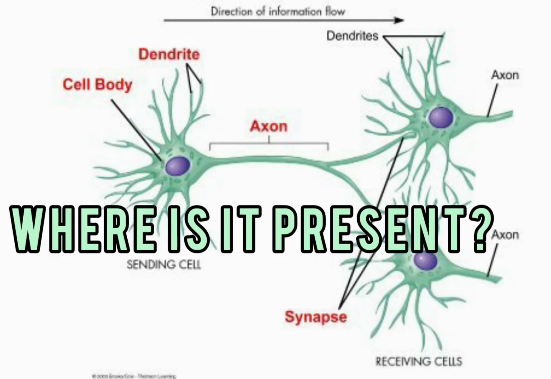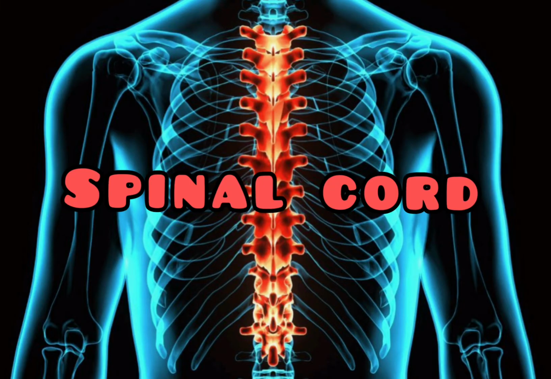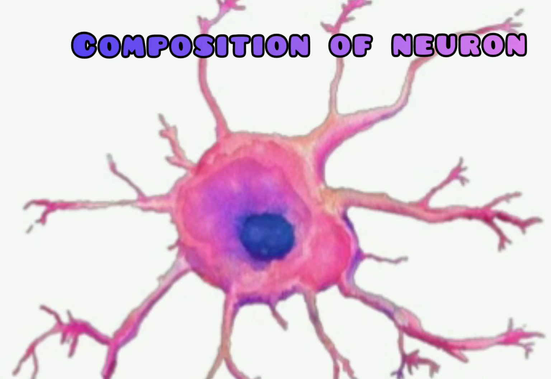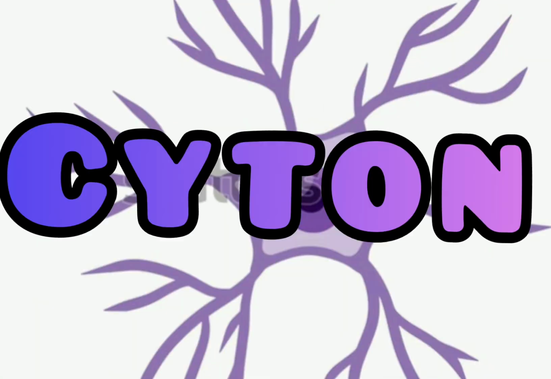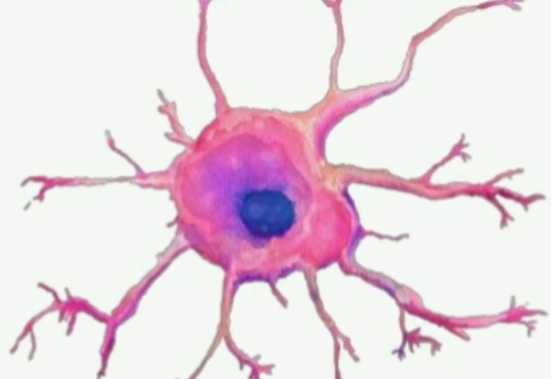Now, where do we find these nervous tissues? They are found in the brain, spinal cord, and sense organs like skin, eyes, ear, etc. Next is the composition of the neuron. The neuron consists of three parts, namely the cyton, cell body, or cyton is the same thing, dendron, and axon.